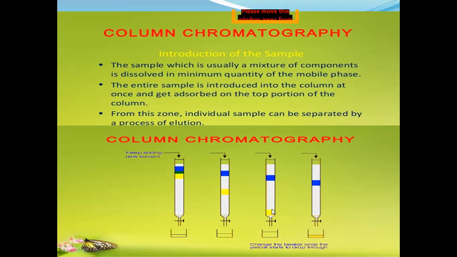After some time, first we collect the mobile phase. After that, slowly we collect this yellow colored substance, and after 1 hour or some time we also collect the stationary phase. So this is known as the development of the chromatogram, or separation of the chromatogram. Okay.